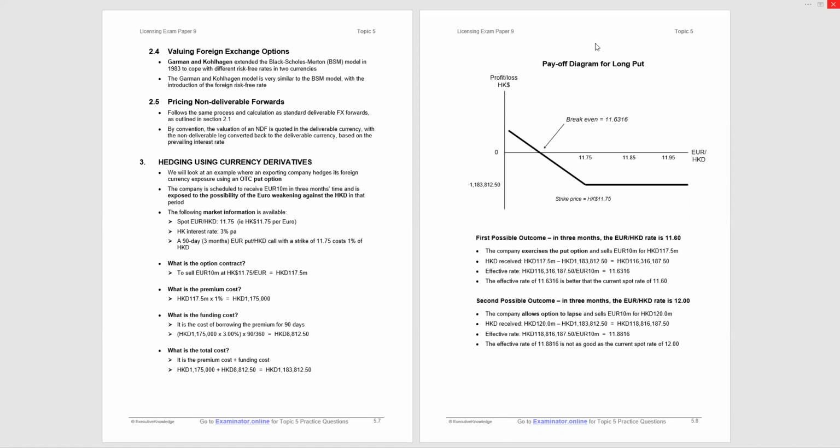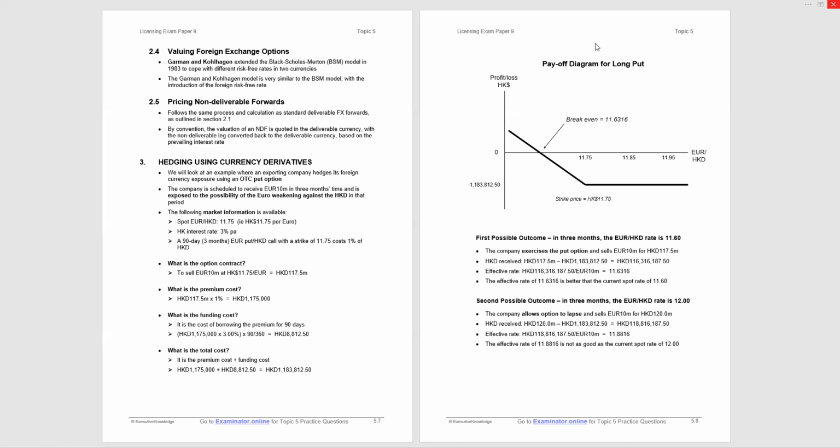The first possible outcome is that in 3 months' time, the euro Hong Kong dollar rate is 11.6. Now, 11.6 means the euro has weakened. So we will exercise the put option. That's the reason we entered into it. And we'll sell the 10 million for the strike price, which gives us in total 117.5 million Hong Kong dollars.